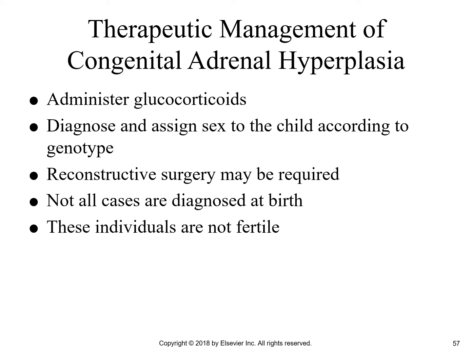So they're going to administer glucocorticoids, diagnose, and assign the sex to the child according to the genotype, or in this day and age, they may not do that. They let the parents decide, or some of the parents may just want their child to grow up and let them decide which sex they want to be. If the parent decides they want to make their child predominantly male or predominantly female, then reconstructive surgery may be required. Not all cases are diagnosed at birth. These are individuals that are not fertile.